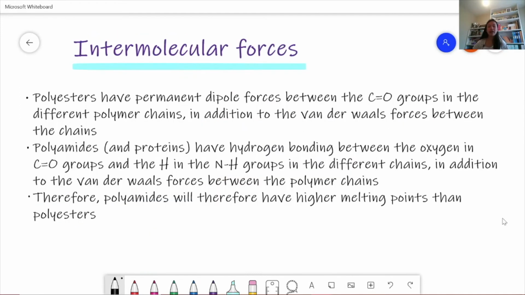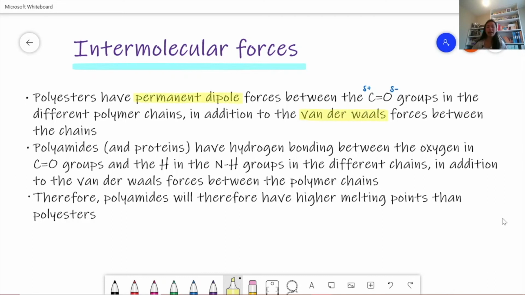Now I'm going to talk about the intermolecular forces between polymer chains. Polyesters have permanent dipole forces between the C=O carbonyl groups in the different polymer chains. This is because oxygen is a much more electronegative atom compared to carbon, so it obtains a partially negative charge, whereas the carbon will have a partially positive charge. This creates a permanent dipole-dipole force between these groups. In addition, it also has van der Waals forces between the chains, just because it's a molecule. So polyesters have permanent dipole forces and also van der Waals.